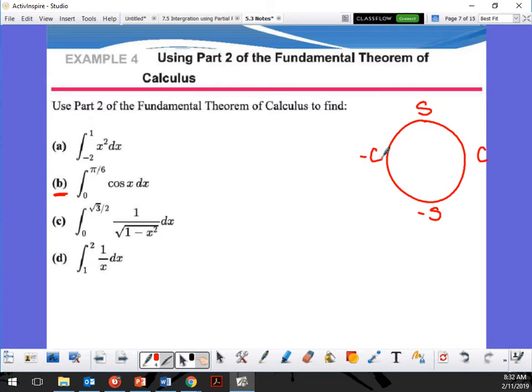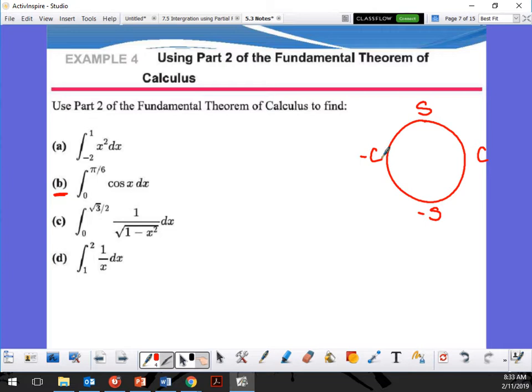So this is my basic wheel of derivatives. I know to do the derivative, I go which direction? Clockwise. Okay, so an antiderivative would go counterclockwise. So let's take a look at this. The antiderivative of cosine: if I'm starting at cosine right here, the antiderivative would be sine.